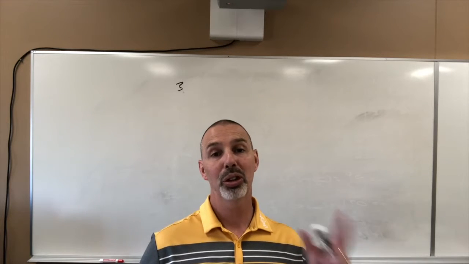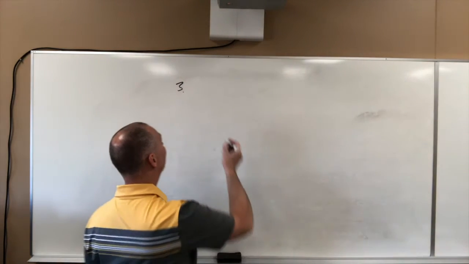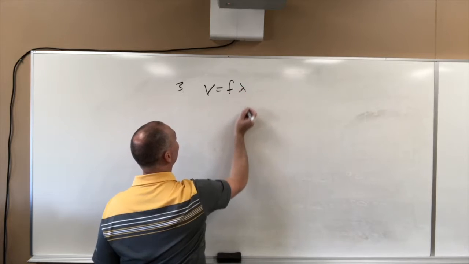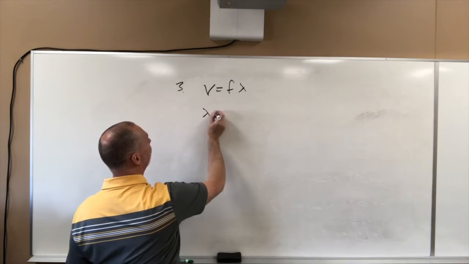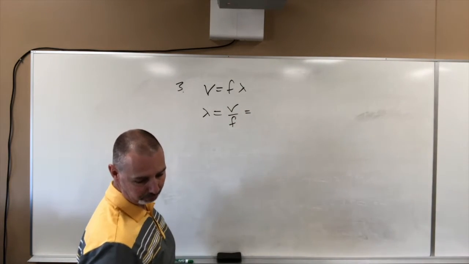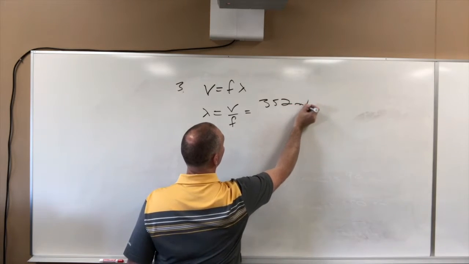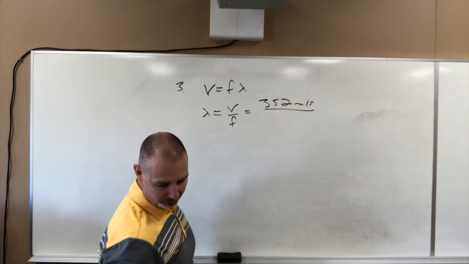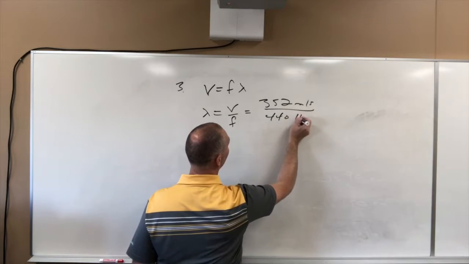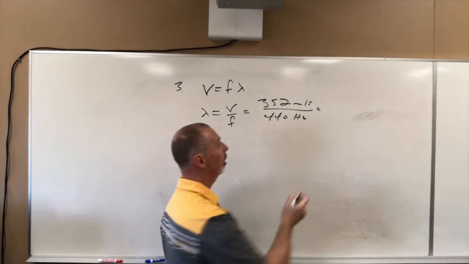So if I'm given frequency and velocity, I need to find wavelength. Fortunately, we have a formula for that, our universal wave equation: velocity equals frequency times wavelength, which means the wavelength equals the velocity divided by the frequency. The velocity was 352 meters per second, the frequency was 440 hertz, and that equals 0.8 meters.